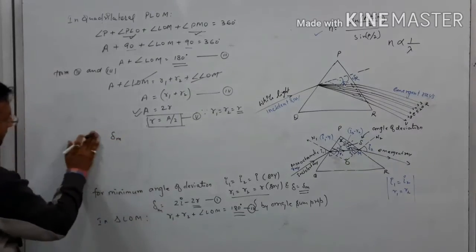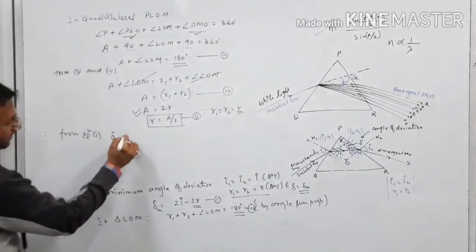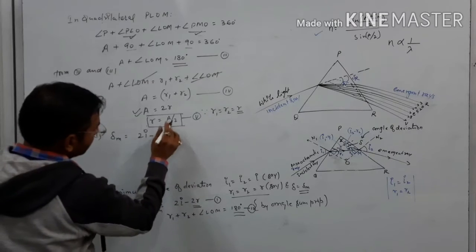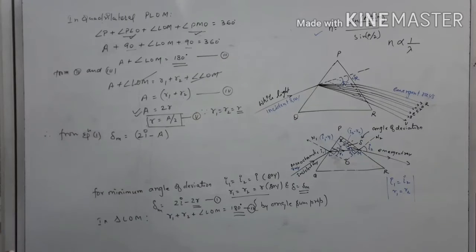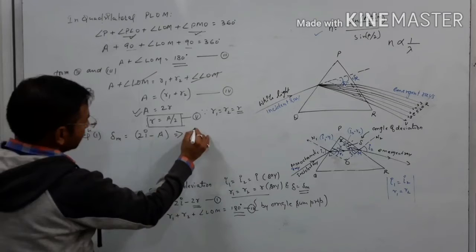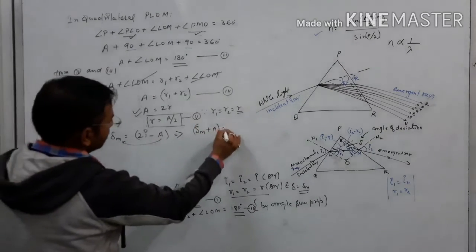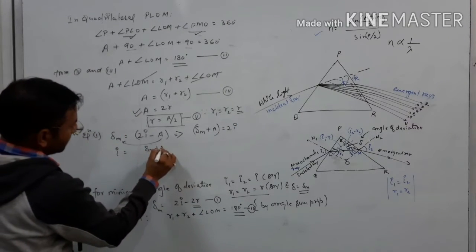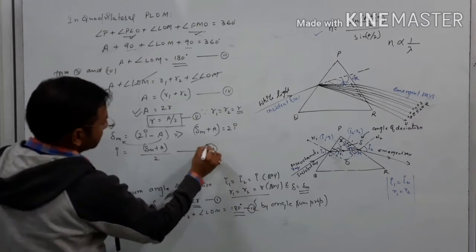Therefore from equation 1, delta m is equal to 2I minus 2R. 2R means A. Point clear? This is the value of delta m, and when we solve this, delta m plus A, when it goes to that side, equals 2I, and after that I is equal to (delta m plus A) by 2. This is your equation number 6.